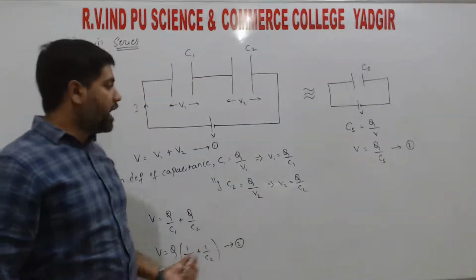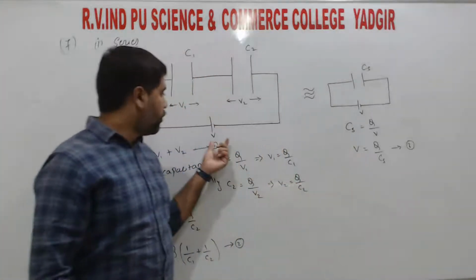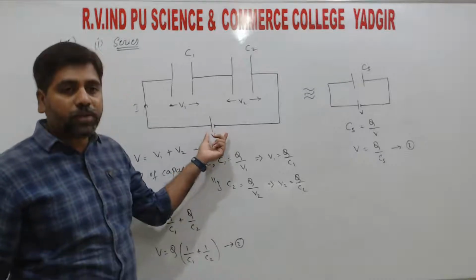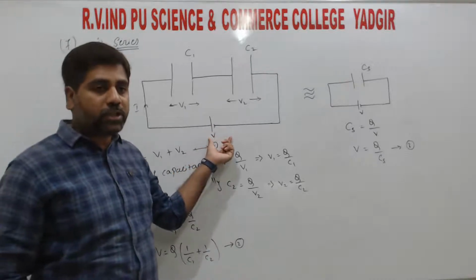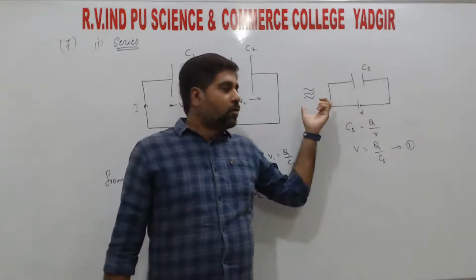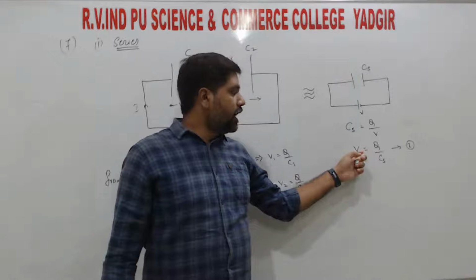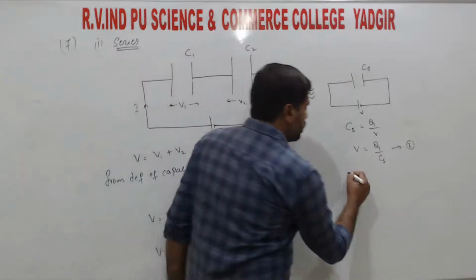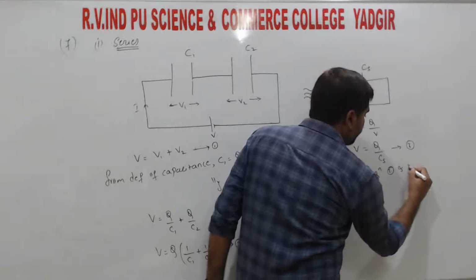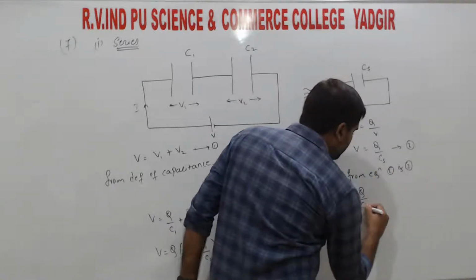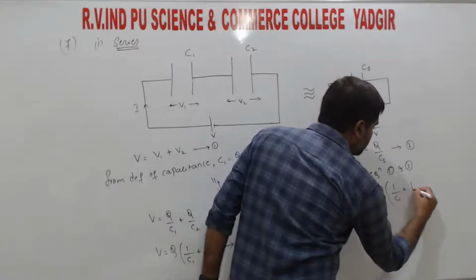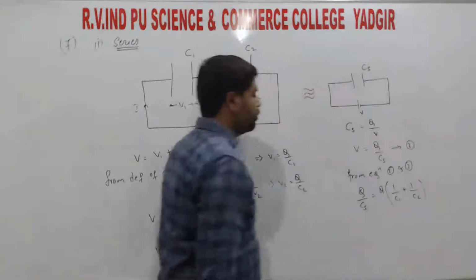In the LHS we have the potential V, right? If we take an example, here we are applying 10 volt potential, so here also we are applying the 10 volt. Since the potential is same in both circuits, we can equate equation 3 and 2, right? So from equation 2 and 3, Q by CS is equals to Q into 1 by C1 plus 1 by C2, right?